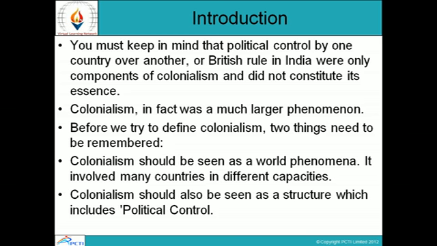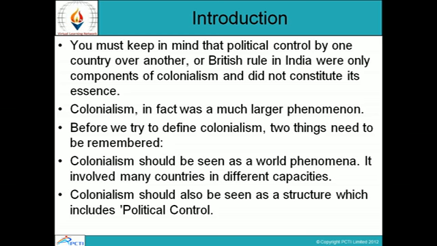You must keep in mind that political control by one country over another, or British rule in India, were only components of colonialism and did not constitute its essence. Colonialism, in fact, was a much larger phenomenon. Before we try to define colonialism, two things need to be remembered. Colonialism should be seen as a world phenomenon. It involved many countries in different capacities. It should also be seen as a structure which includes political control.